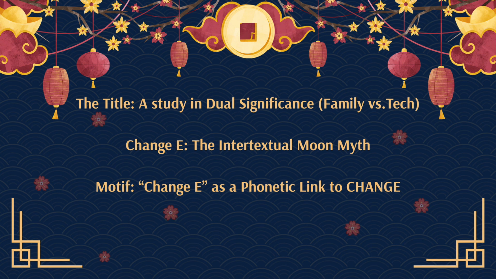Next, we have to look at the intertextual element of the story, which is the Finger of Chang'e. In Chinese mythology, Chang'e is the goddess of the moon who drank the elixir of immortality and floated away. She left her home and her husband behind.